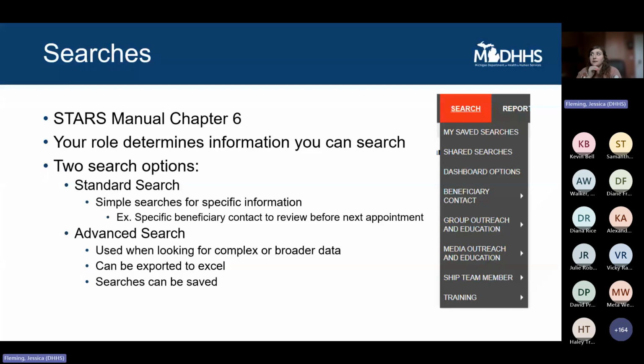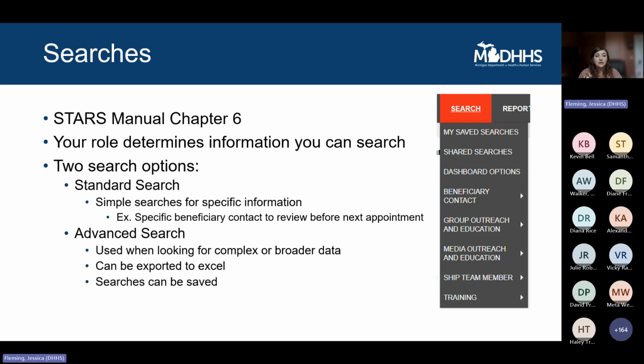So I'm going to go back to STARS here in a moment, but the next thing I want to talk about is the search option. For searches, you can refer to the STARS manual, chapter 6, where it has some step-by-step instructions and some guidance on how to conduct those searches. And once again, going back to that hierarchy piece, your role is going to determine what type of information you can search. There are two available search options that you'll see when you click on search: a standard search and an advanced search. Standard search is going to be very simple searches. You're looking for very specific information, like a specific beneficiary contact to review before your next appointment.